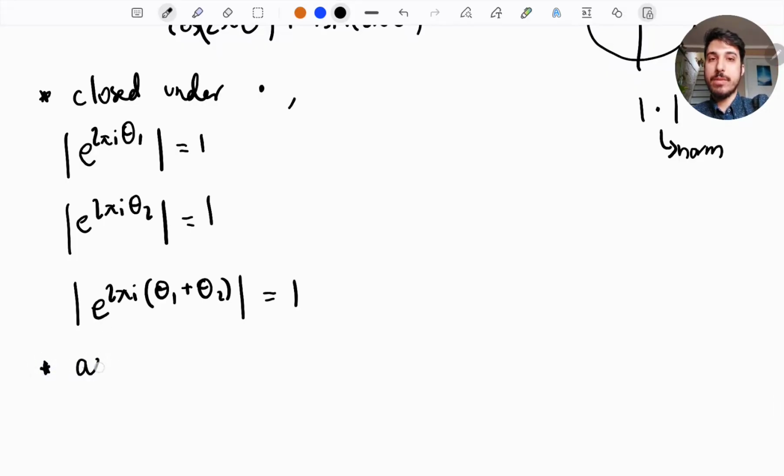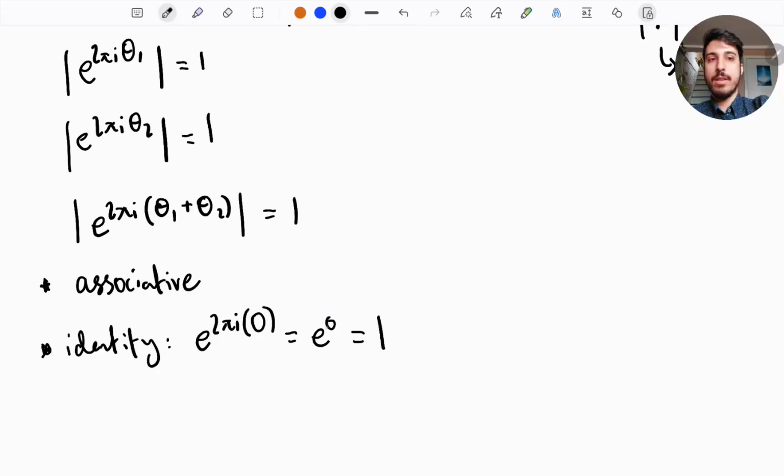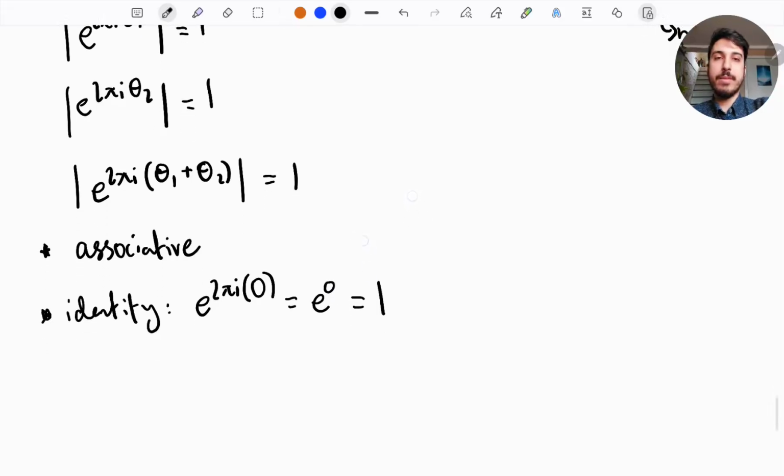Moreover, multiplication, of course, is associative. That is a well-known fact. The identity of the group is when theta is equal to 0. So e to the 2 pi i times 0, which is equal to e to the 0, which is, of course, 1. The multiplicative identity.